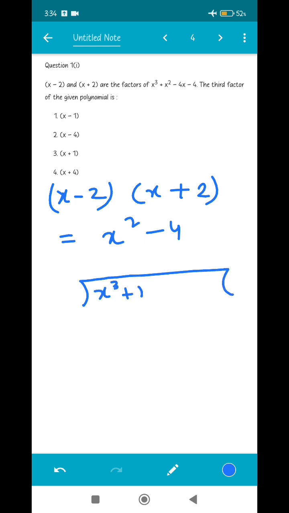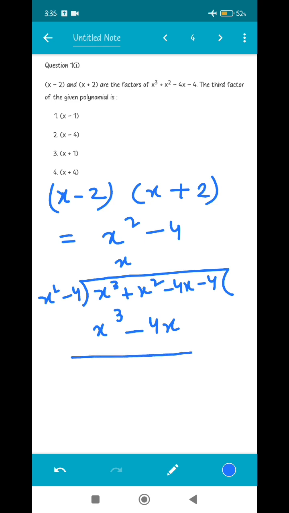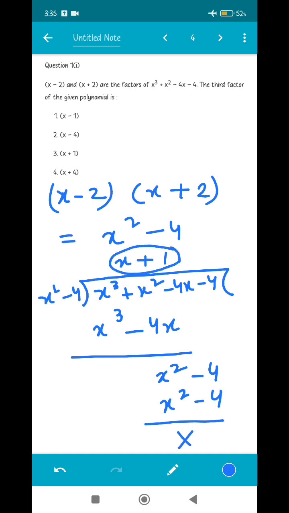x cube plus x square minus 4x minus 4 divided by x square minus 4. First of all, we are going to multiply x square minus 4 with x, and we are going to get x cube minus 4x. On solving, we are remaining with x square minus 4. Now if we multiply 1 with x square minus 4, we are going to get x square minus 4, and you are going to get the remainder as 0. So the correct answer, or you can say the third factor of this polynomial, is x plus 1. So option number 3 is the correct answer.